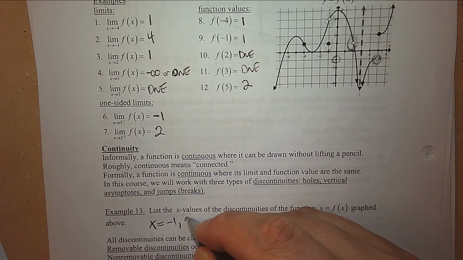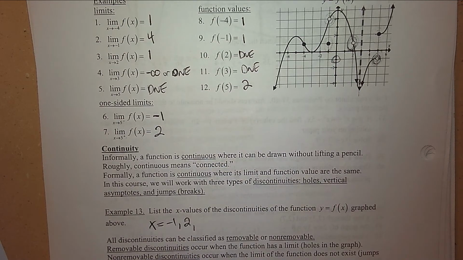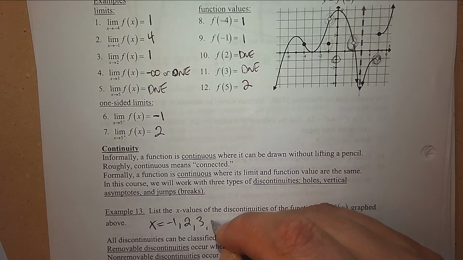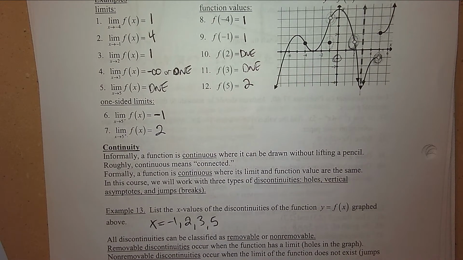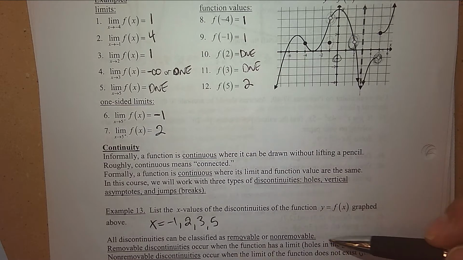2. And what else? 3. And what else? 5. And 5. So there are 5 x values where it is not continuous. So all discontinuities can be classified as removable or non-removable.